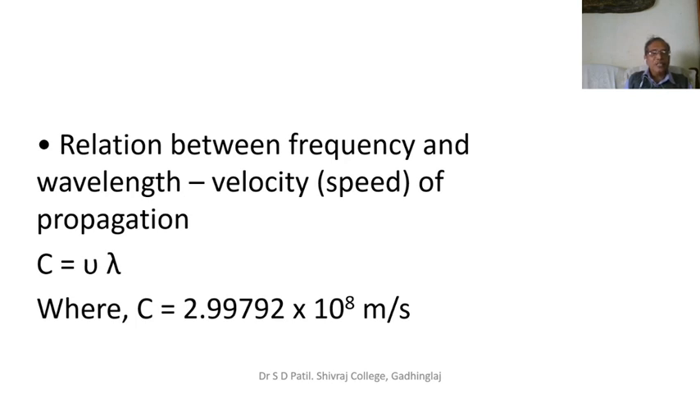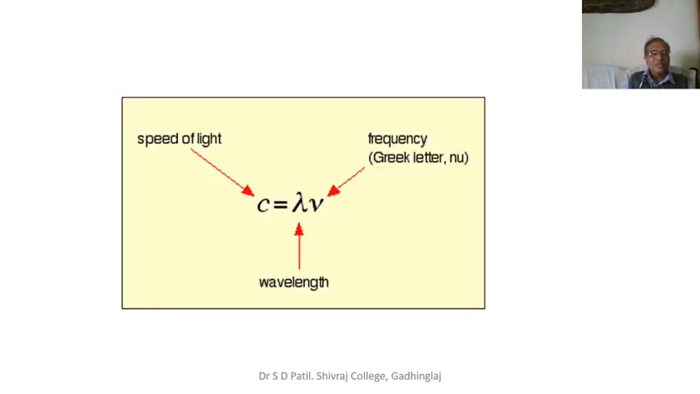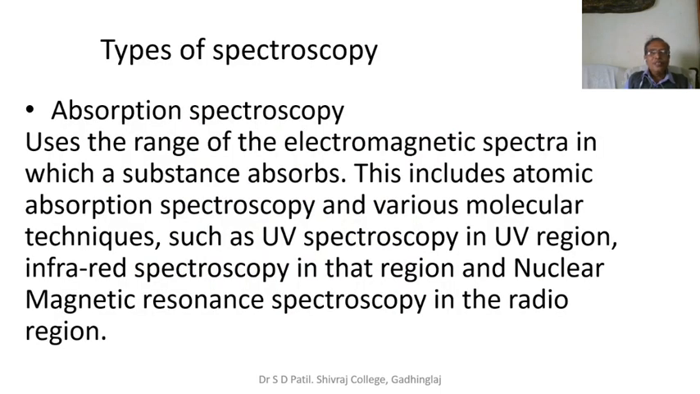So this general equation is very essential in spectroscopic analysis. Again the same formula, the symbols are given: velocity of light, then its frequency and wavelength. There are various branches of spectroscopy, so we will have a general idea. One is called absorption spectroscopy.